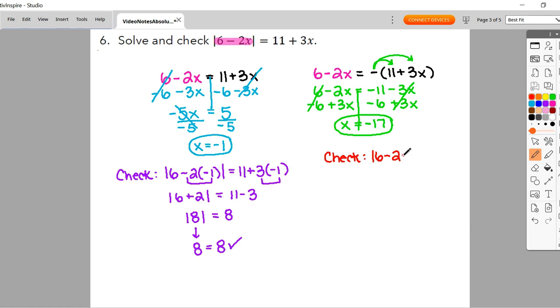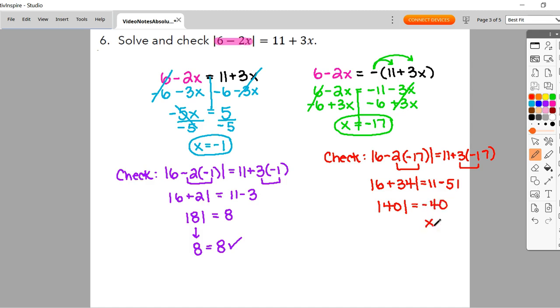Absolute value of 6 minus 2(-17) equals 11 plus 3 times -17. On the left side, we do the multiplication first as part of PEMDAS to give us 34, which we will add to 6 in the absolute value. Order of operations tells me to do the 3 times -17 first to get -51. Combining our two terms, we have 40 equaling -40.